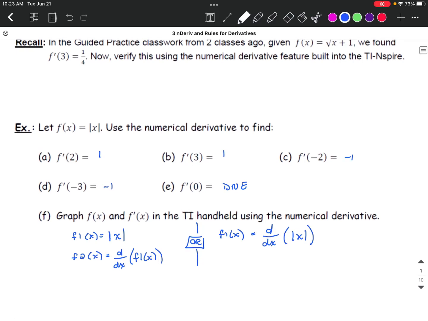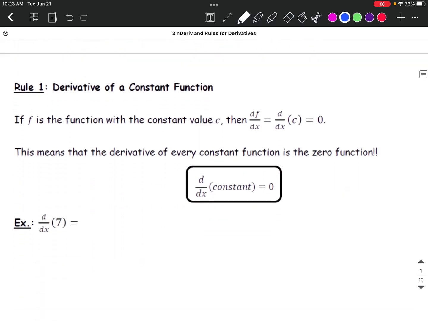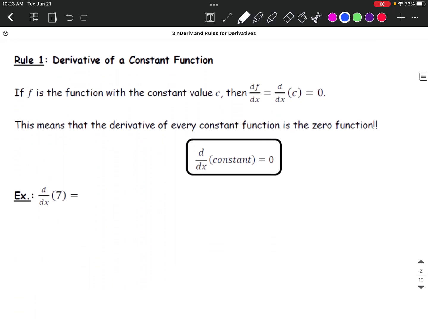Okay, so now let's go get our derivative rules. The first one is the derivative of a constant function. If f is the function with the constant value c, that means here's our x and y axis. We have a horizontal line that has a height of c. What is the slope of that horizontal line? The slope of any horizontal line is 0, which means that the slope of the line is the slope of the curve, is the derivative, so the derivative of any constant is 0. That means if I ask you for the derivative with respect to x of 7, your answer is 0. Done.